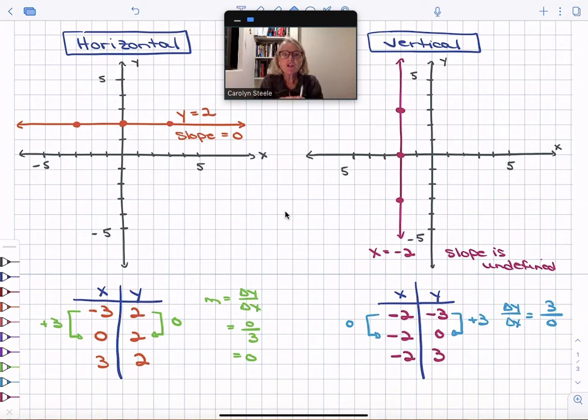All right, so we just talked about two very special lines, horizontal and vertical, thinking about the equation for a horizontal and vertical line and its slope. Now, I hope this video has given you some strategies for thinking through horizontal and vertical lines so that you too can come up with the equation and figure out the slope.